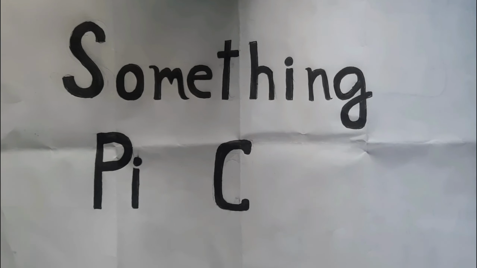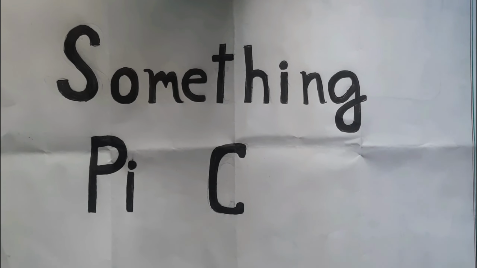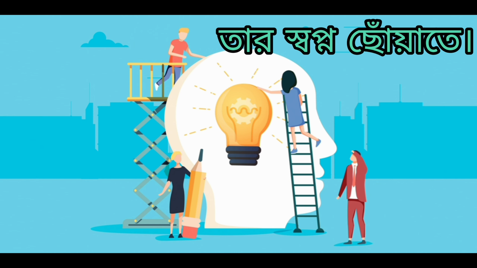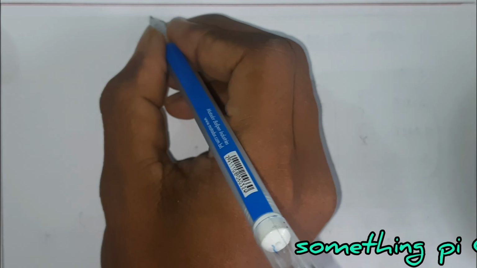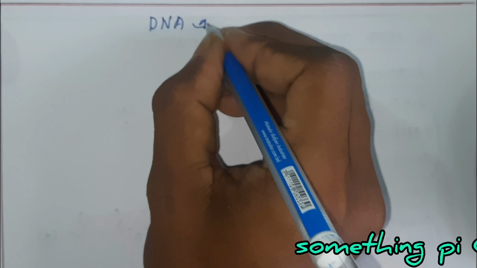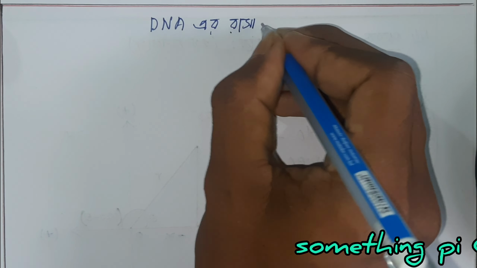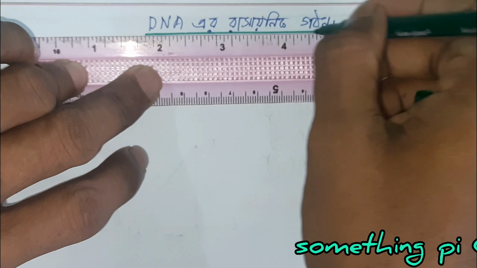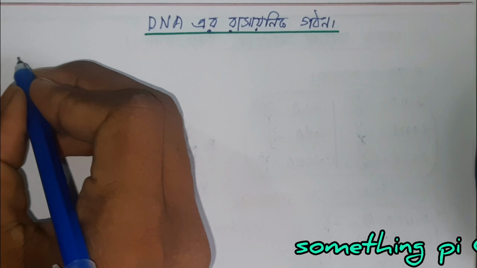I will discuss the chemical structure of DNA. So let's start the video. In today's video I will discuss the chemical structure of DNA. We know about the DNA. We know the DNA consists of three types of chemical elements.